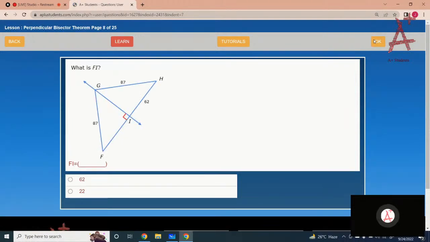Okay, the next one is, what is FI? Is it 62 or 22? It is 62, because HI is 62 and because of the perpendicular bisector, FI is congruent to HI, so FI is also 62. Got it?